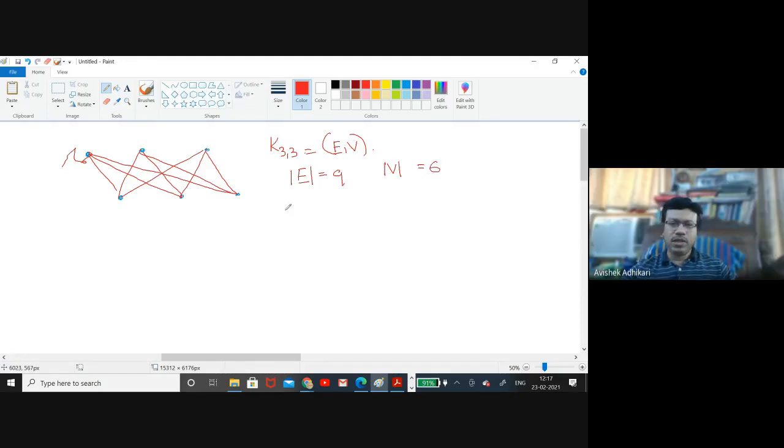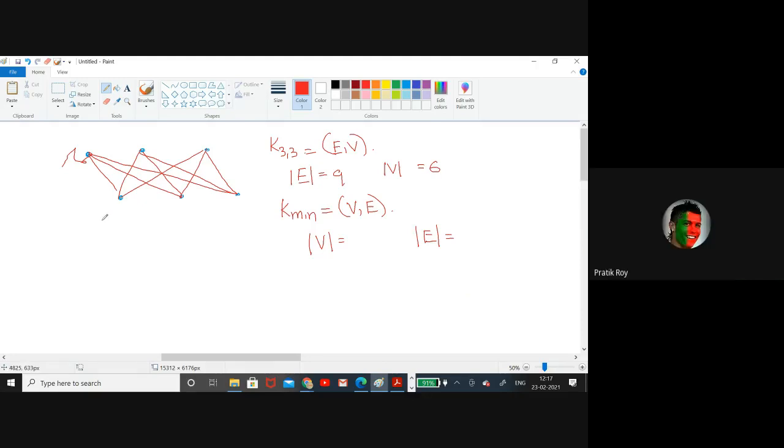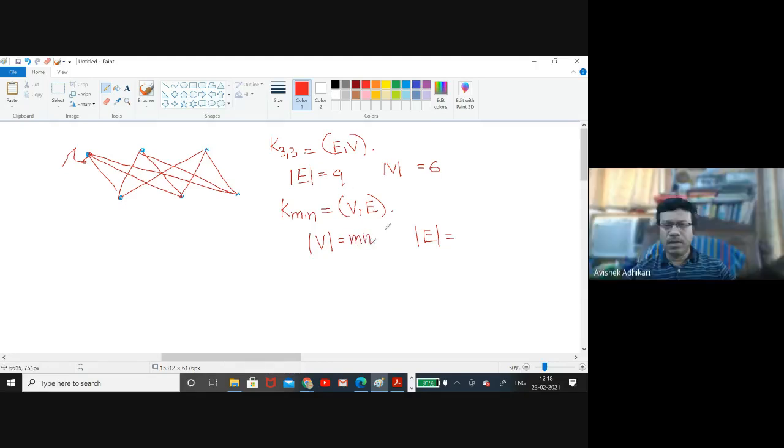So if I write K_{M,N} with a vertex set and an edge set, what would be the vertex set size and what would be the edge set size? So M N and M plus N. Now tell me why this is 9. Then will it be 9?